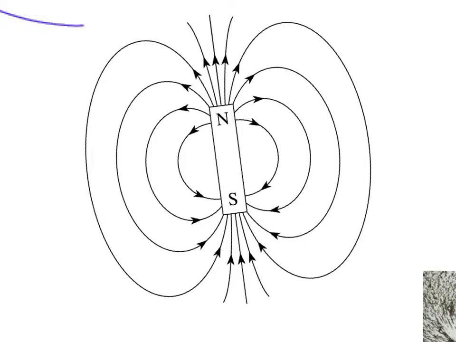Let's have a look at the magnetic field around a bar magnet. These lines represent the area of force, or the magnetic field. As you can see here, the magnetic field is strongest at the poles of the magnet. And these lines of force represent the way the magnetic field stretches out from north to south.